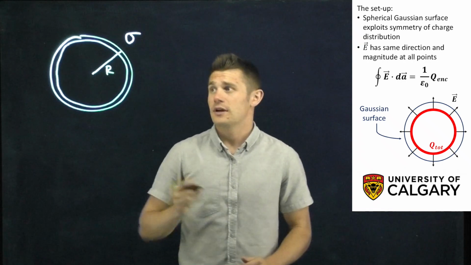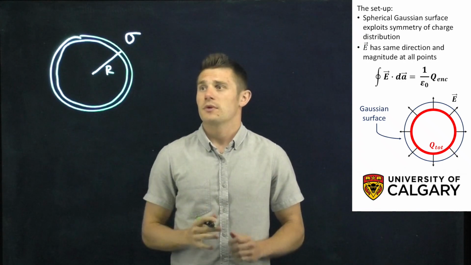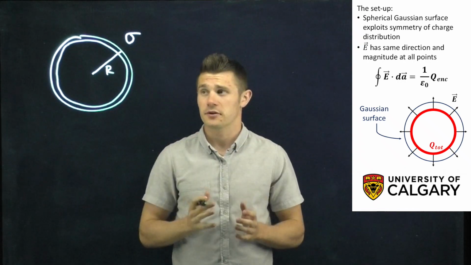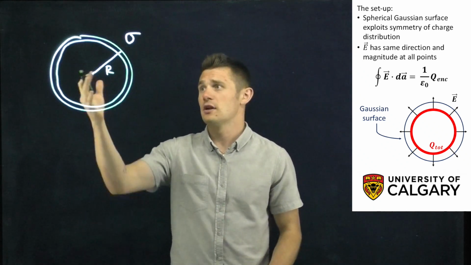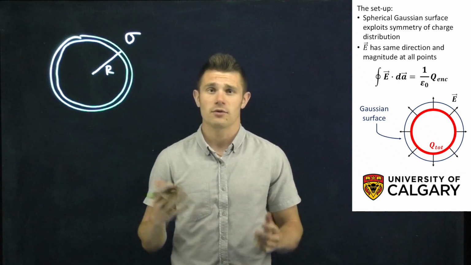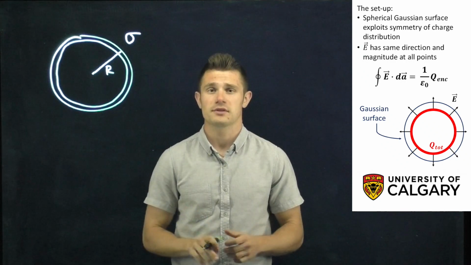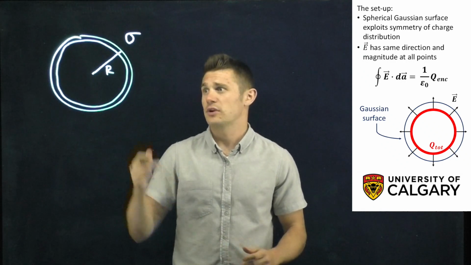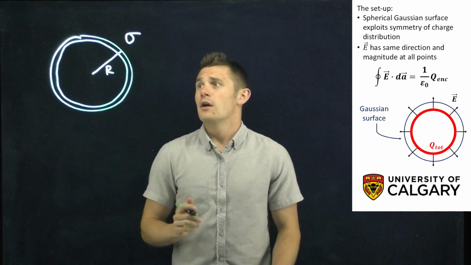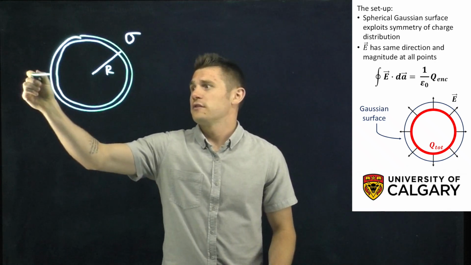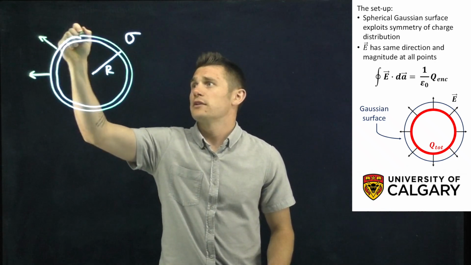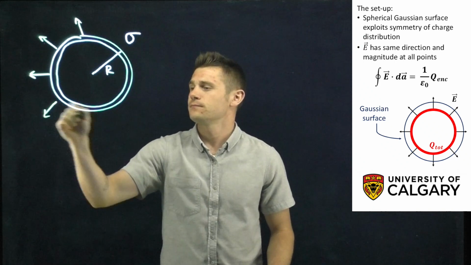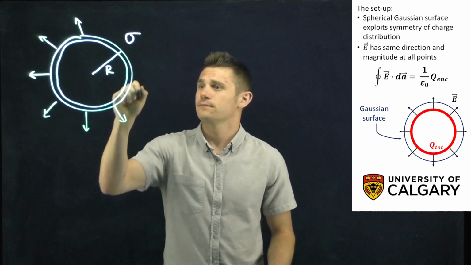Now the electric field outside of this sphere can be found using a Gaussian surface that is spherical in nature because of the symmetry of this charge distribution. And inside we'll be using a spherical Gaussian surface as well to exploit the symmetry inside the sphere. We can note right away that the electric field outside will be radial in all directions, away from the sphere.